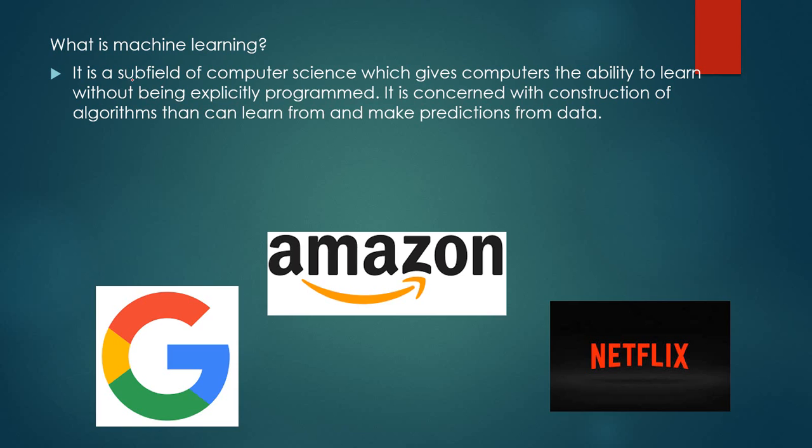What is machine learning? This is one field of computer science in which computers have the ability to learn to do something without being explicitly programmed, and that's very important to understand here. Without having the rules explicitly given, the computer is able to perform a certain amount of tasks, and that is covered in the field of computer science known as machine learning.